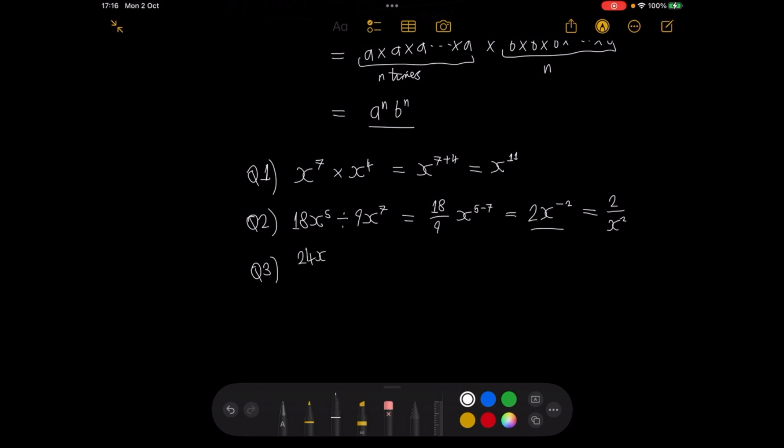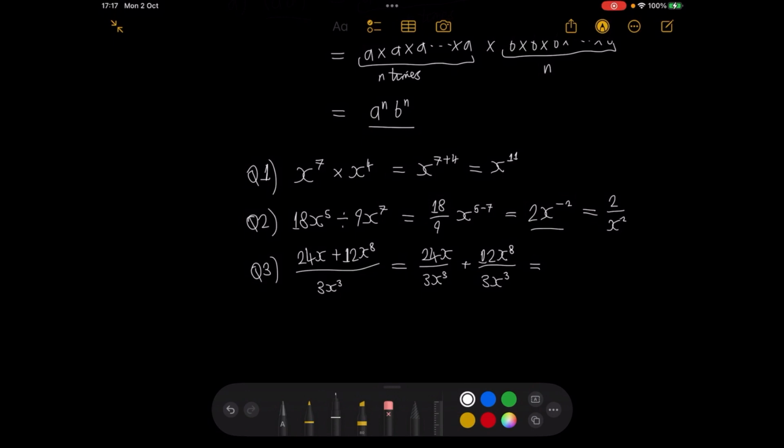Let's do 24x plus 12x to the 8 divided by 3x cubed. So in the numerator we're just adding up two terms, so we're allowed to split up the fraction as so. And then we can simply apply our rules again.